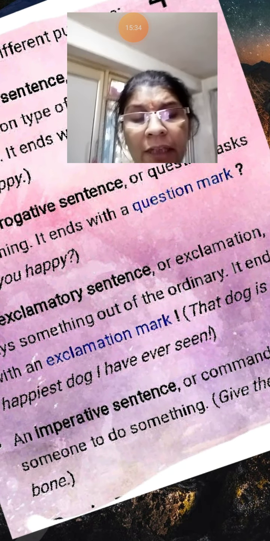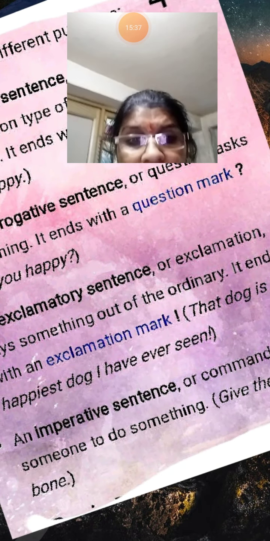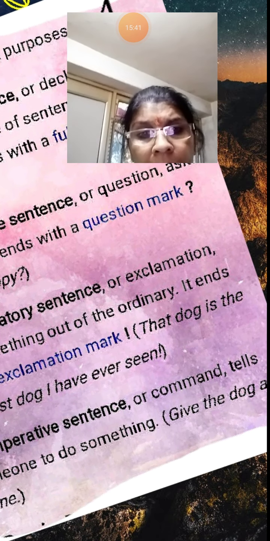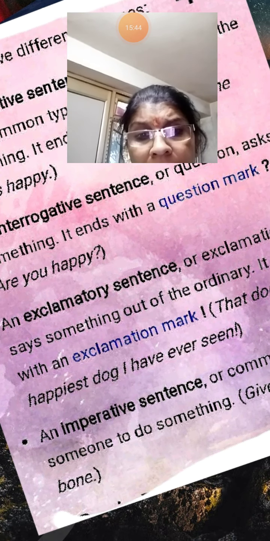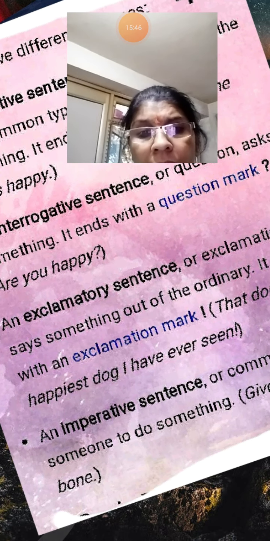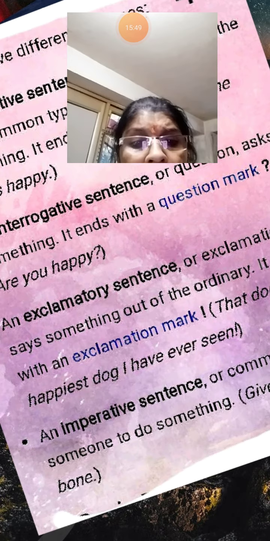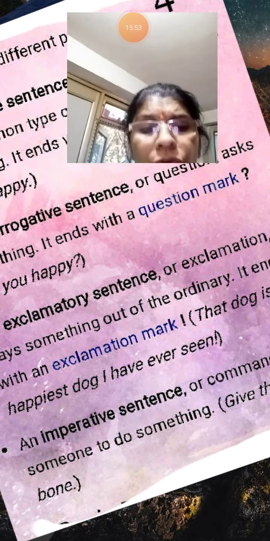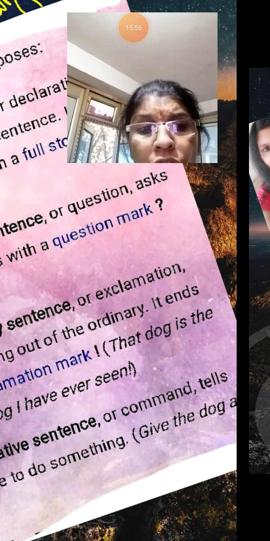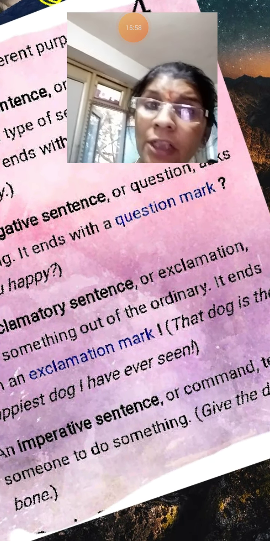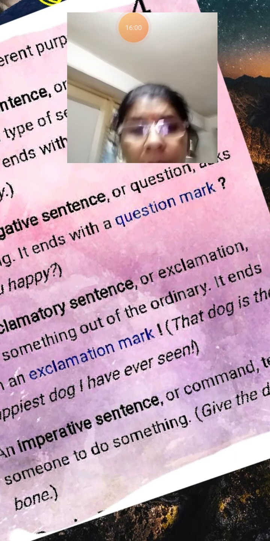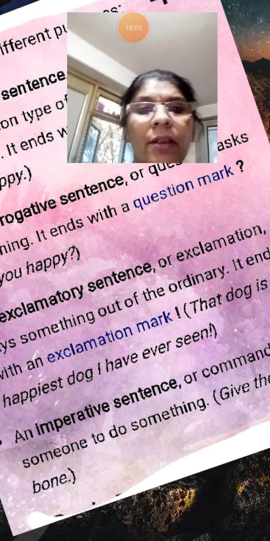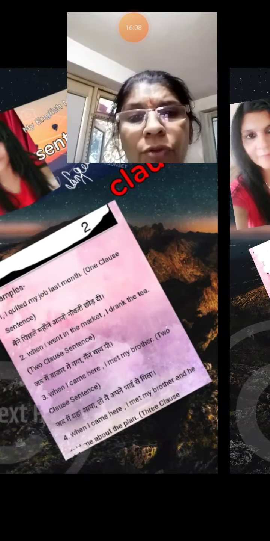An imperative sentence. What is an imperative sentence? An imperative sentence or command tells someone to do something. Give the dog a bone. This is a command. It tells someone to do something. Okay, clear? Now I explain to you another one.